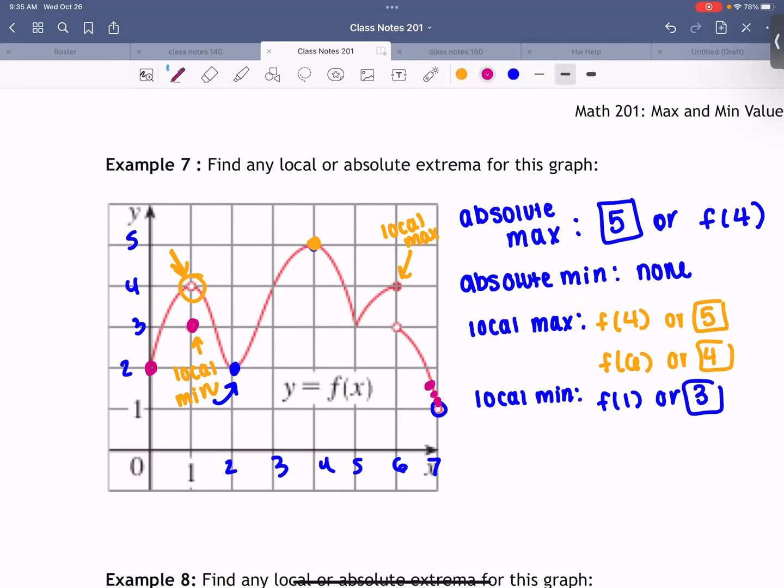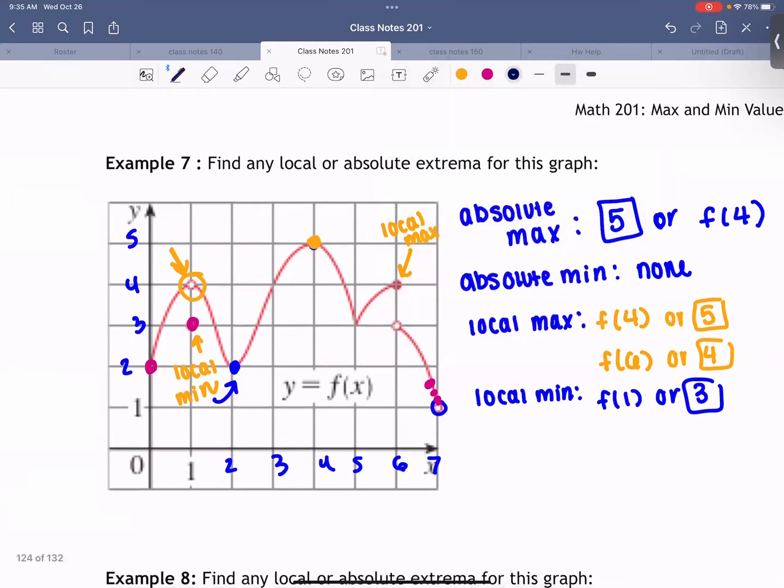Now, with absolute min, let me give you an example here. You don't have to do this on your paper because I feel like you'll mess things up. But let's just say I took away this entire part of the graph. No, don't do that on your paper. What would be the absolute min now? It'd be f of 2 or f of 0, right? Because there's a closed endpoint there. Endpoints don't count when it talks about local maxes and mins, but endpoints absolutely do count when we're talking about absolute max and absolute min.